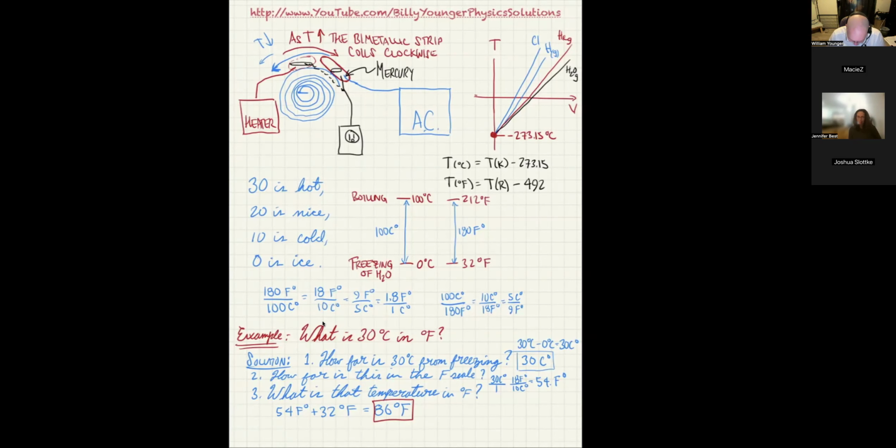Yeah, I'm a goober. All right, let me show you the same thing, but this time I'm going to go from Fahrenheit to Celsius. Okay, so here's another example.